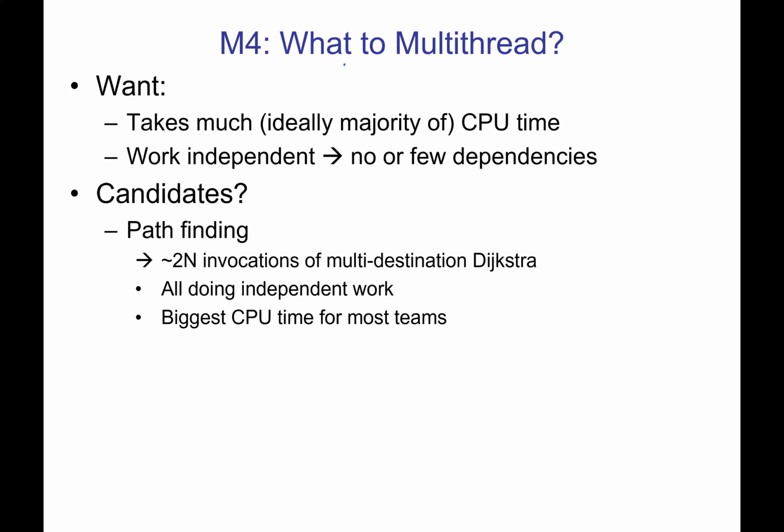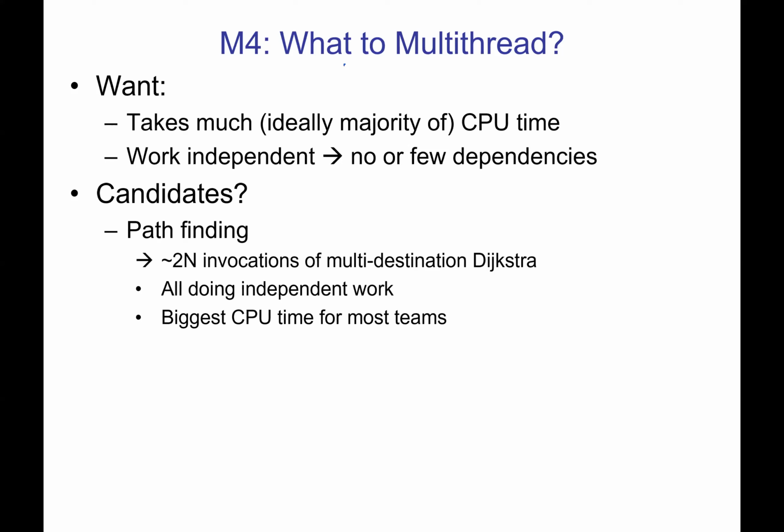The most obvious one is actually pathfinding. If you're writing an algorithm where you use the real travel times, which will help your algorithm get better results, you need to do a lot of pathfinding before you start optimizing delivery orders. If we have n pickups and drop-offs, you need about 2n invocations of a multi-destination Dijkstra algorithm. They're all doing independent work.